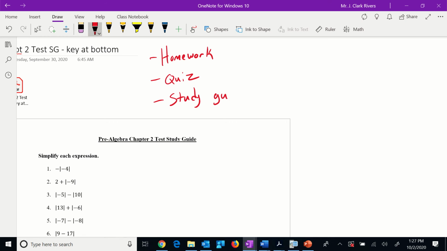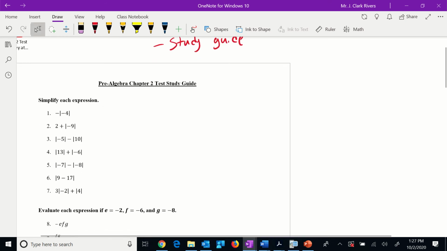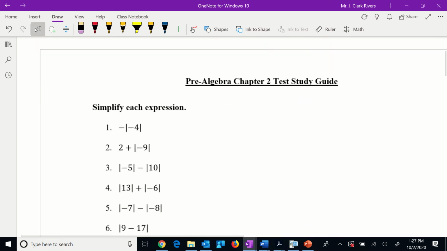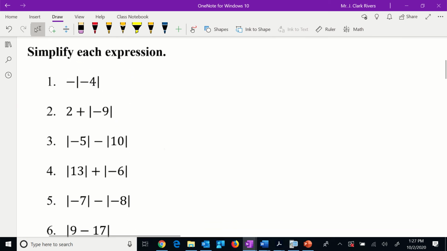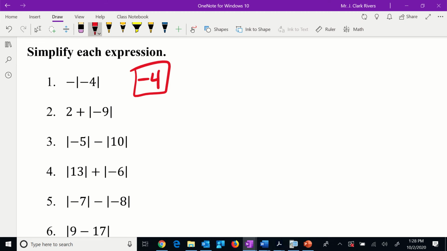So let's go through the study guide now and talk about how each of these problems should be done. The key is at the bottom, but perhaps you need a little extra guidance, and the key is not getting it done for you. So here we go. Number one, the absolute value of -4. It's negative, the absolute value of -4, or you could say the opposite of the absolute value of -4. Remember, we're going to take the absolute value first. What's the absolute value of -4? It is +4. And then we apply what is outside the absolute value sign, which is, in this case, a negative sign. So -4 is the answer to number one there.